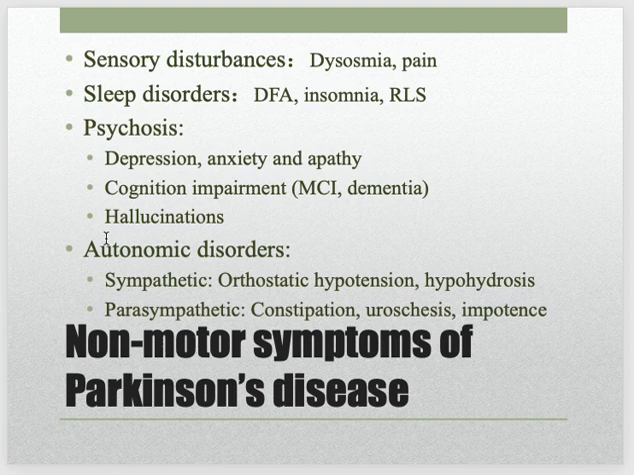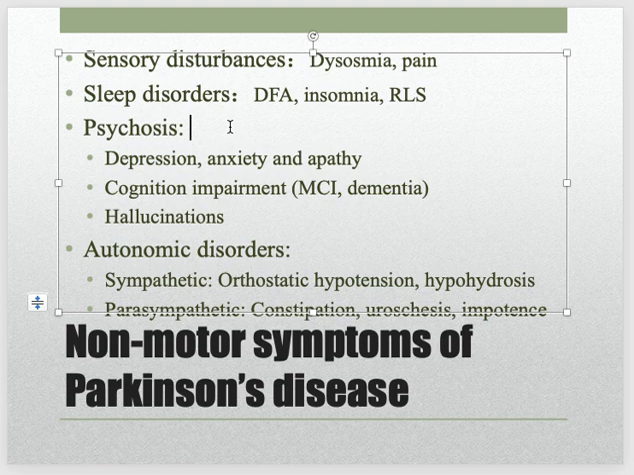Now, when the condition becomes advanced, other problems also arise. For example, there is bradyphrenia. What is bradyphrenia? It is slow thinking, slow to respond. Even if you ask them their name or any information, they are slow to respond because their thinking is slow and their response is slow. They can also have depression, anxiety, as well as dementia. They have sleep disturbances, orthostatic hypotension, and constipation. These are the autonomic symptoms, of course. They can have urinary retention, impotence or sexual dysfunction as well. So these are the non-motor symptoms of Parkinson's disease.